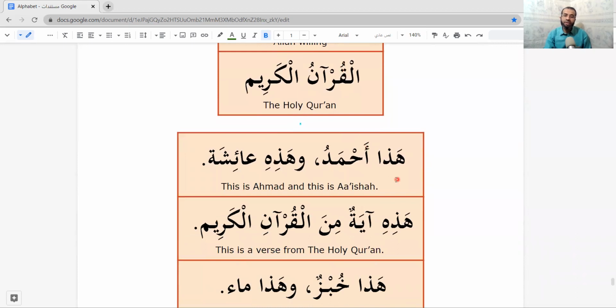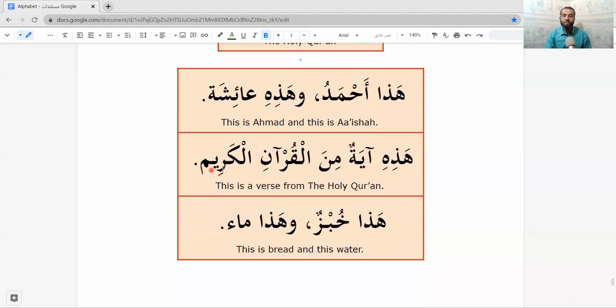Now read this. This is Ahmad and this is Aisha. هذا أحمد وهذه عائشة. Or you can make a pause here in the middle. هذا أحمد وهذه عائشة.